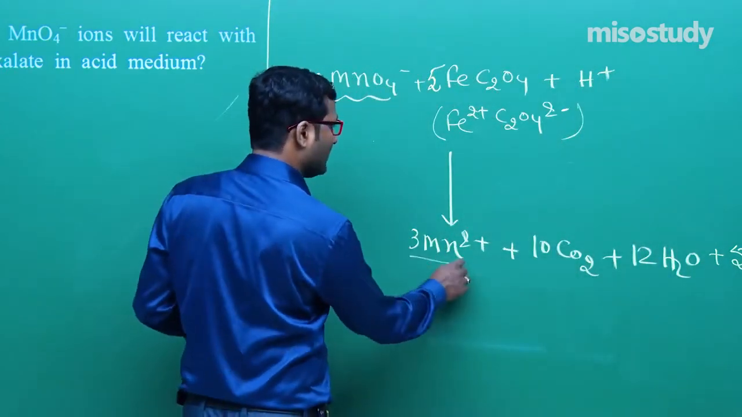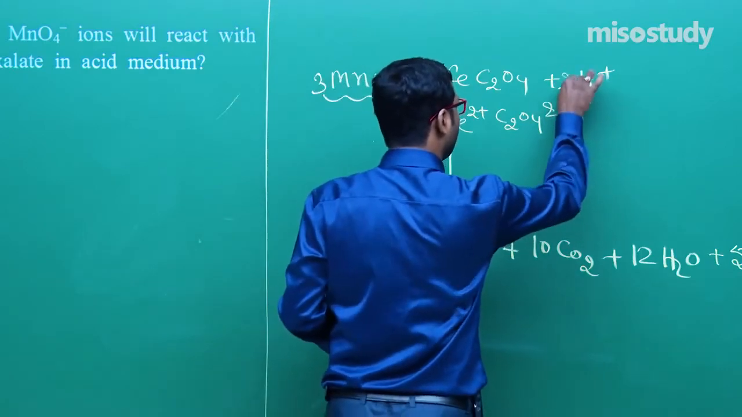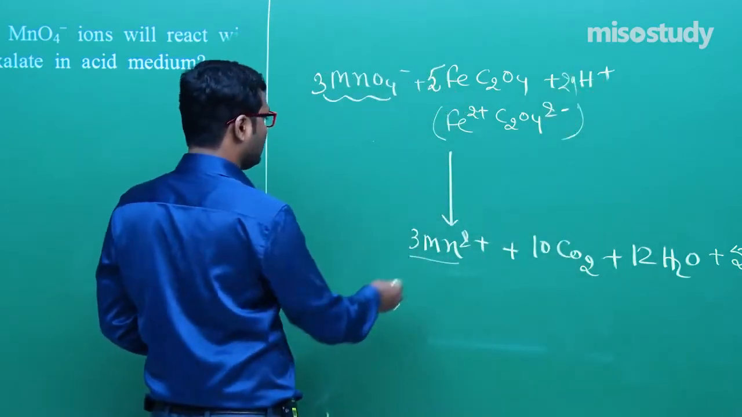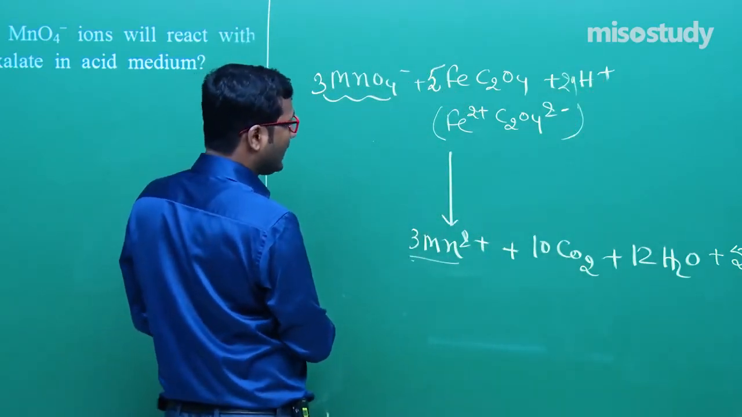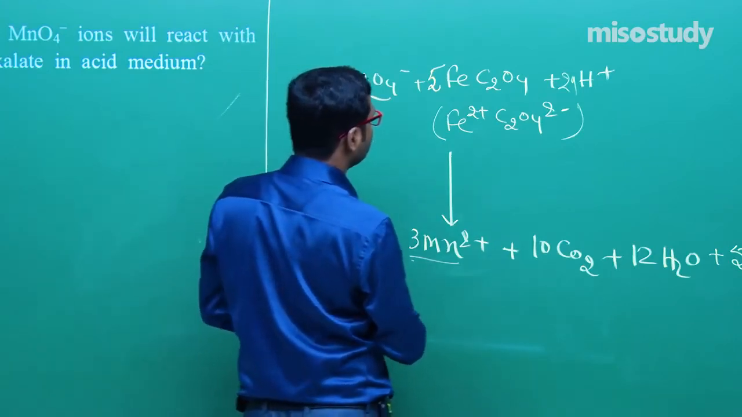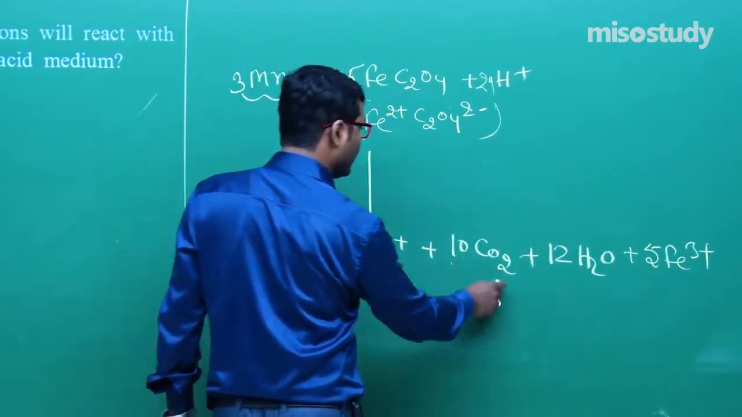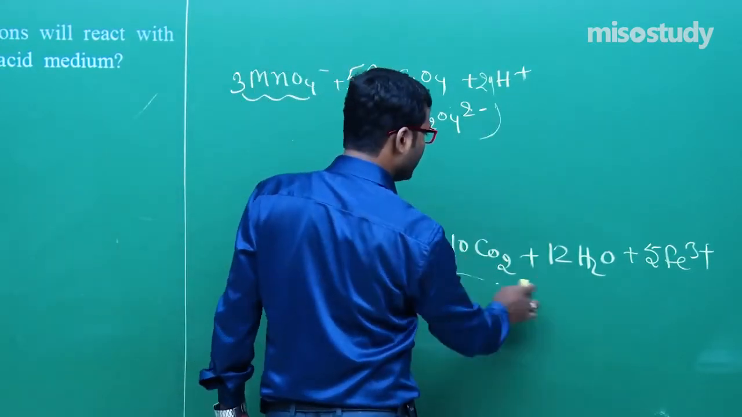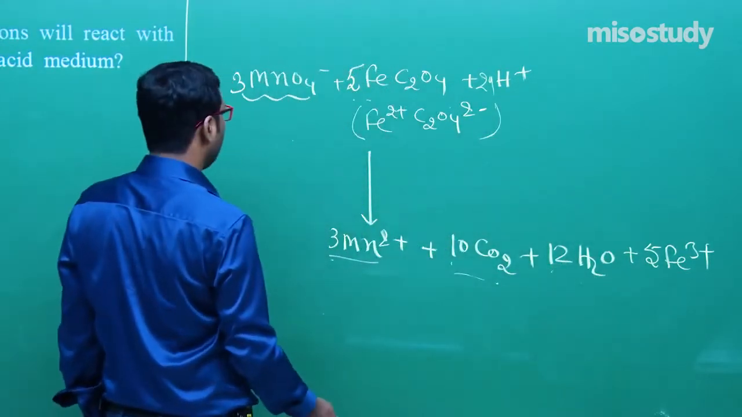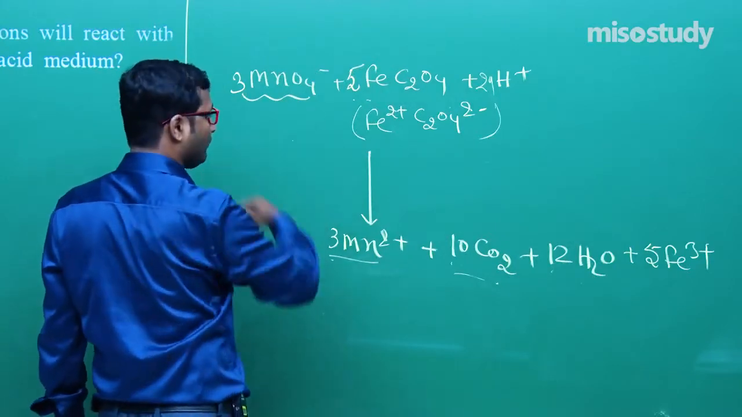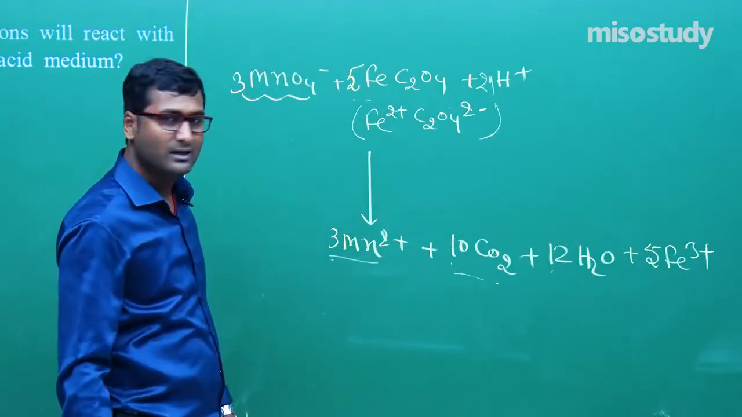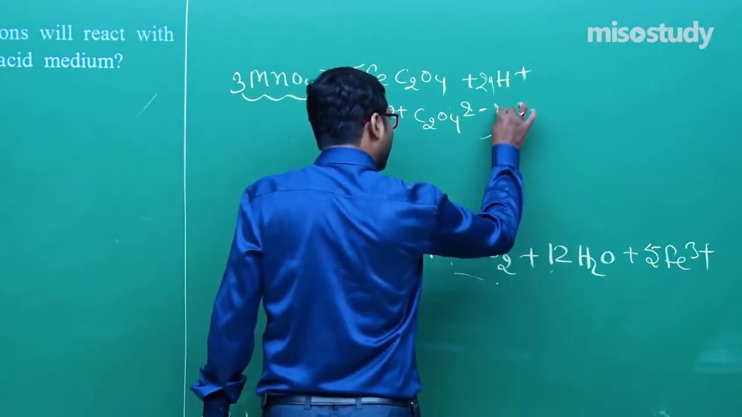Now check it out. 3 Mn2+, 10 CO2, put here 24 H plus. Check it out, 3 Mn. Now 5 Fe3+. C2, 5 to 10. Okay, 5 for 20, 20. And 24 H plus, 24, and water, oxygen 40. That is the complete balanced reaction. Clear to you?